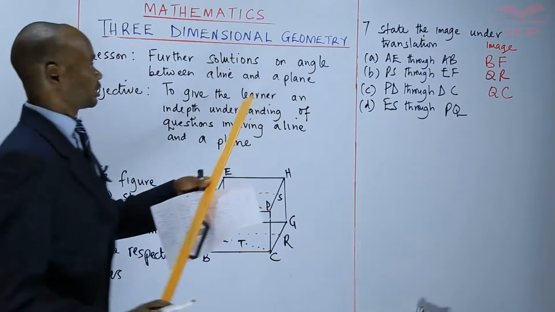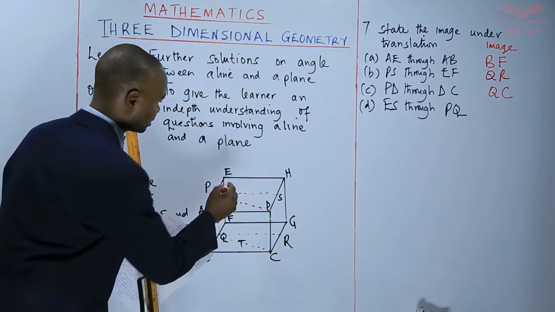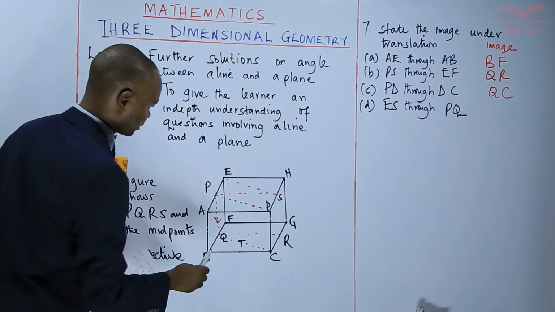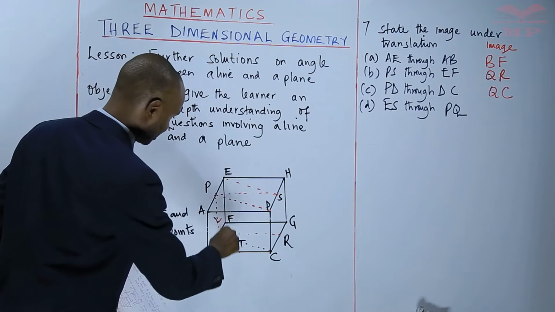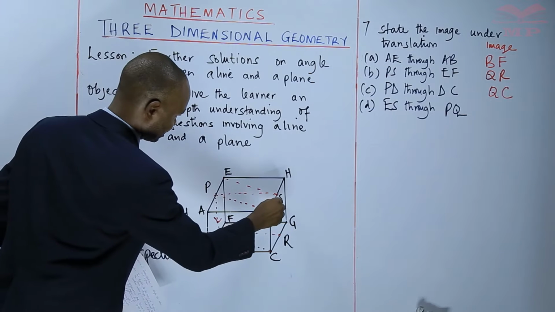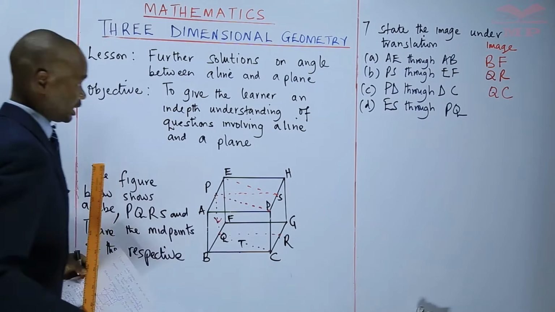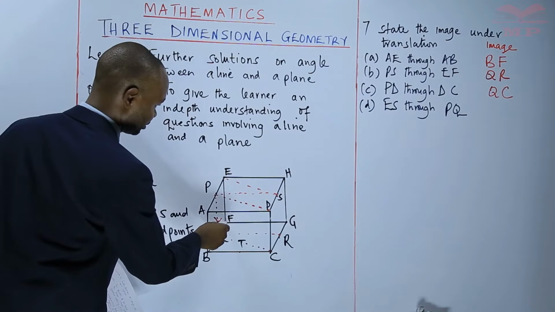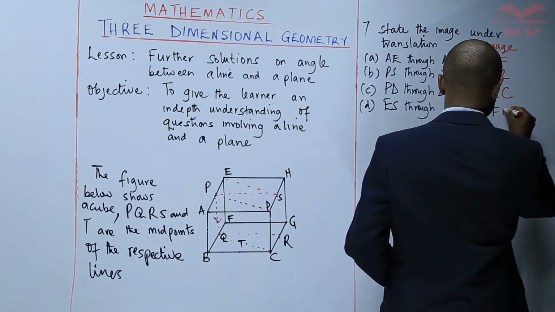We move to another one, ES. You're talking of this. And what is the distance? PQ. ES through PQ. So E will finally rest at F and S will rest at R. So you'll have the image FR.